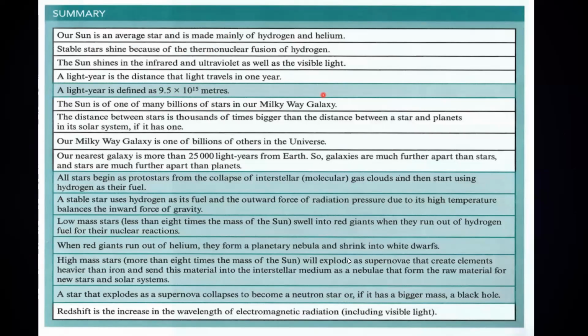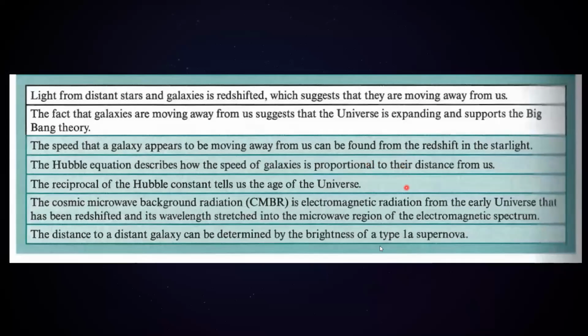These things can happen after all matter is not there in a black hole. Not possible. It's not that case. A stable star shines because of thermonuclear fusion. The sun shines. This is the summary of what we have discussed.